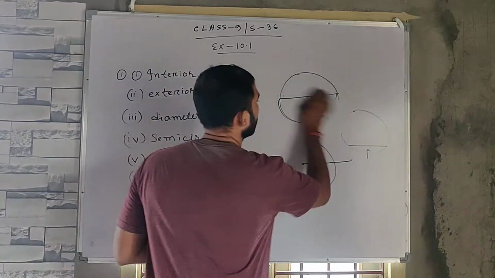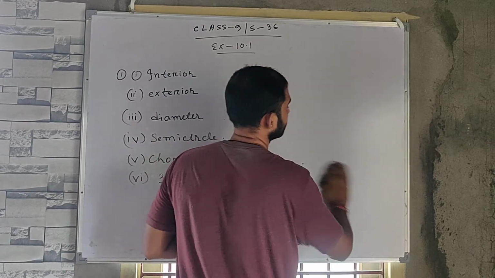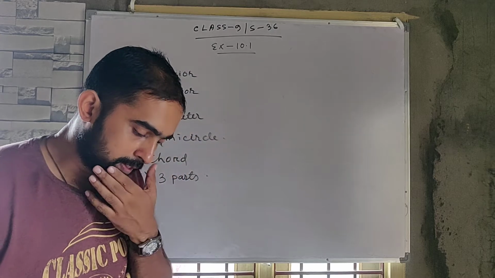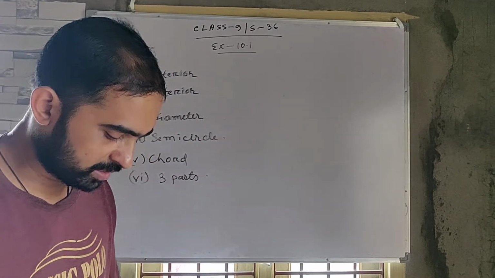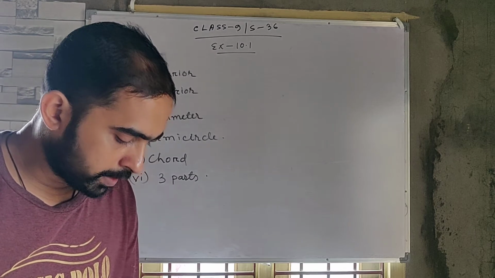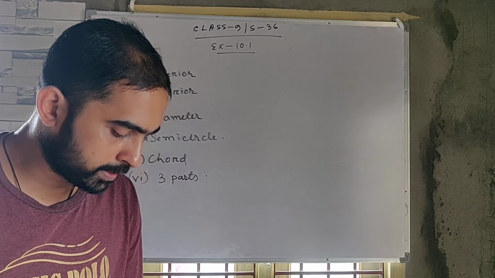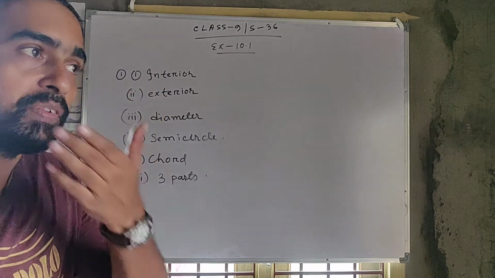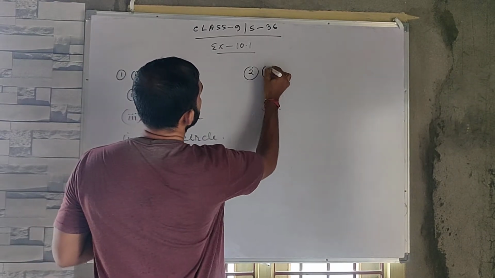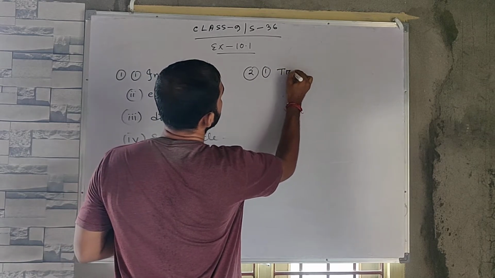The next is true false. Write true or false out of the following with suitable reason. Okay, the reason doesn't matter, I'll explain the reason. Now see, the line segment joining the center to any point on the circle is the radius of the circle. Yes, that is the true definition. True.